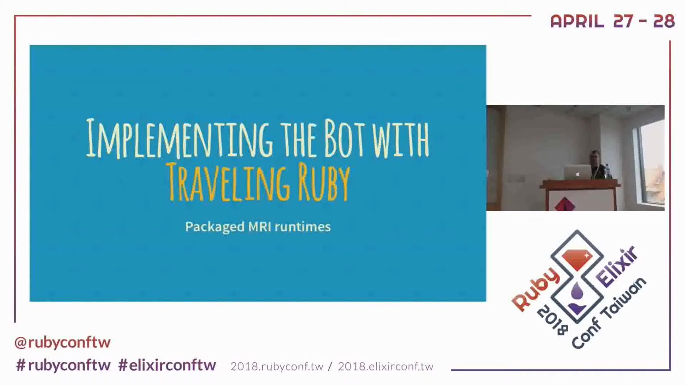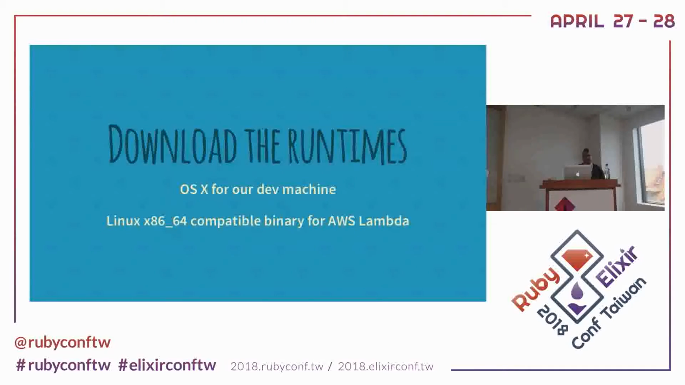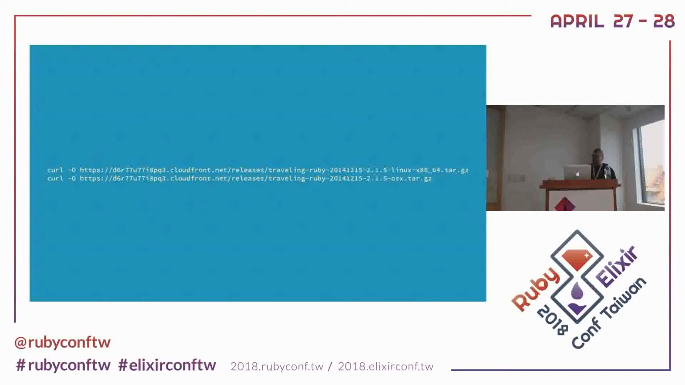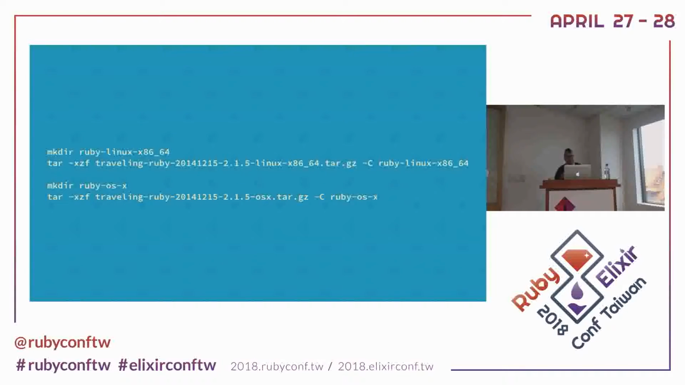Implementing the bot with Traveling Ruby or the packaged MRI runtimes. First thing you have to do is download the runtimes. You need to download the runtime binaries for each platform that you're going to use from a list provided by Phusion off of their S3. I needed two runtimes, one for my OS X machine and one Linux compatible one for Amazon Lambda. It's pretty simple. You just pull it down with curl on your laptop.